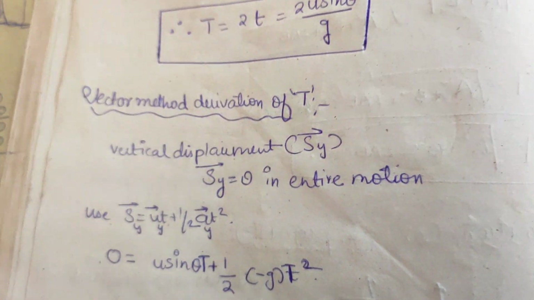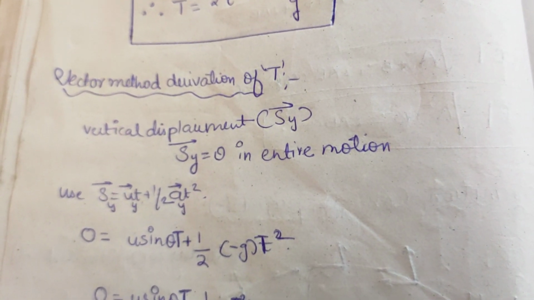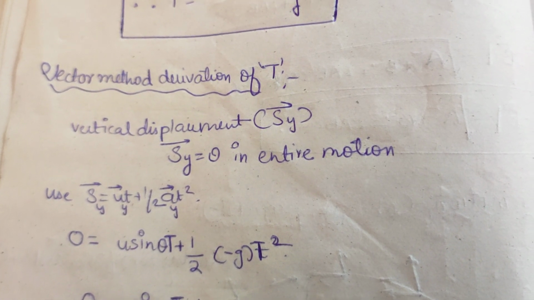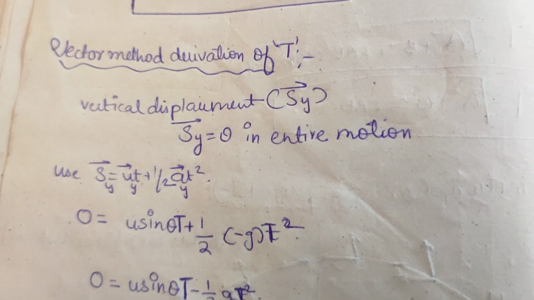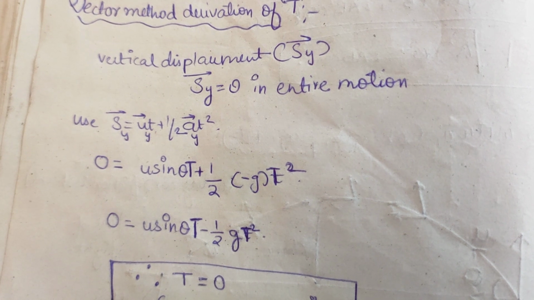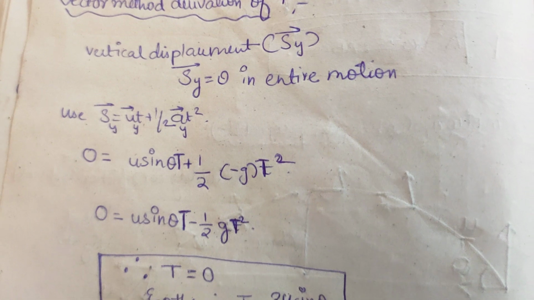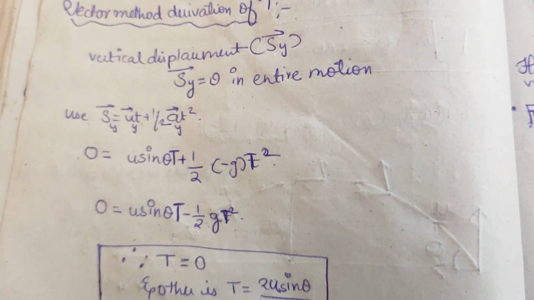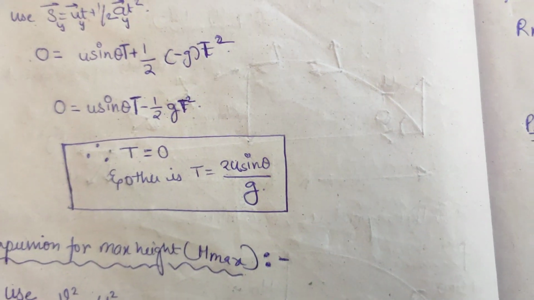Vector method, division of time of flight. Derivation of time of flight. Here the vertical displacement sy equals 0 in the entire motion. Use s equal to ut plus half at square. Here 0 equals u sin theta t plus half into minus g into t square. Then 0 equals u sin theta into t minus gt square. Therefore t equals 0, and the other is t equals 2u sin theta by g.